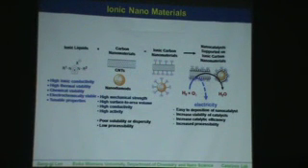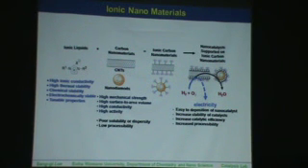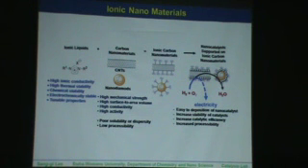Then we thought we could apply these tunable properties of ionic liquid to nanomaterials. Ionic liquid has very unique properties, like high ionic conductivity and high thermal and chemical stability. They are also very stable electrochemically. And we can tune the property of the material simply by changing the structure of the ionic liquid.